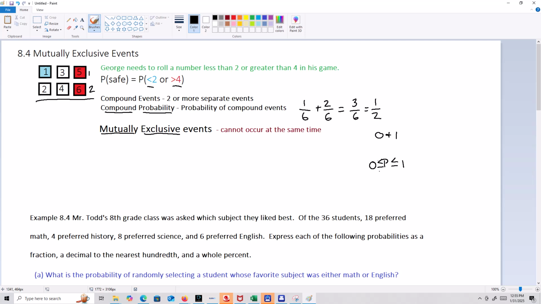So 1/2 is in between 0 and 1. Then that equals 0.5. And then that equals 50%. Remember, multiply by 100 to get percentage.